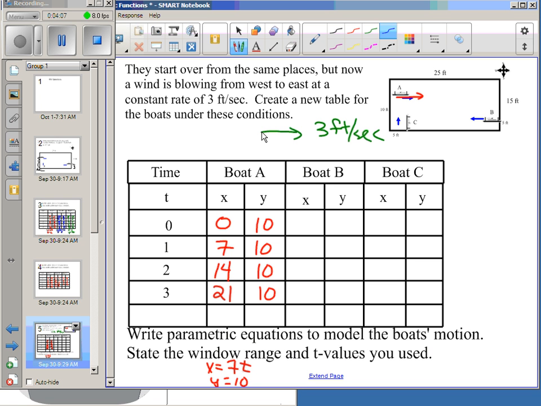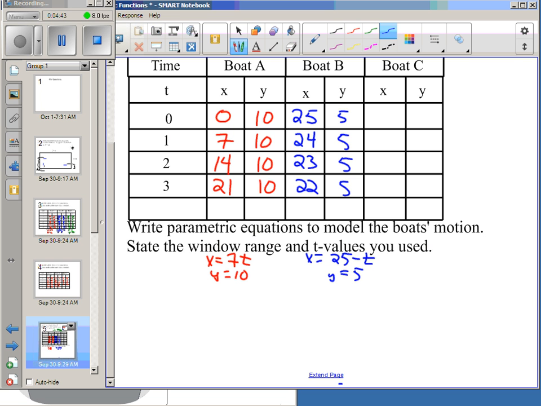Boat B, Ben's boat, is also affected, but now the wind is blowing against its motion. So it starts at its position of 25. It's going to move forward 4, but the wind will push it back 3, for a grand total of 1 forward, or actually backwards in this case. And then it goes to 23 and 22. So its x equation is starting at 25 and going back 1t, and its y is constant at 5.